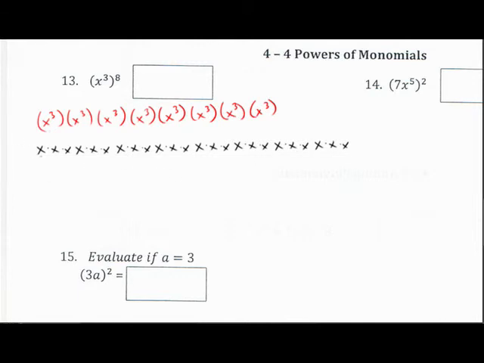Now, if I were to simplify this, all I would have to do is count how many I put here. So 1, 2, 3, 4, 5, 6, 7, 8, 9, 10, 11, 12, 13, 14, 15, 16, 17, 18, 19, 20, 21, 22, 23, 24. So x to the 24.